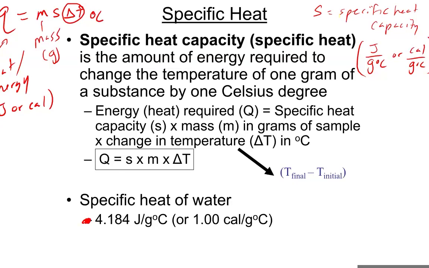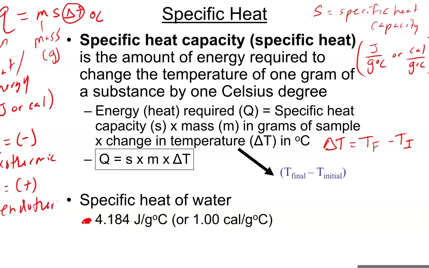The more important part of delta T is how you calculate delta T. And it's really important to make sure you always do final temperature minus the initial temperature. And the reason why it's important is when you calculate Q, if you end up with a negative value, that tells you it is an exothermic process, heat and energy is being released. If you calculate Q and it ends up a positive value, it is endothermic.